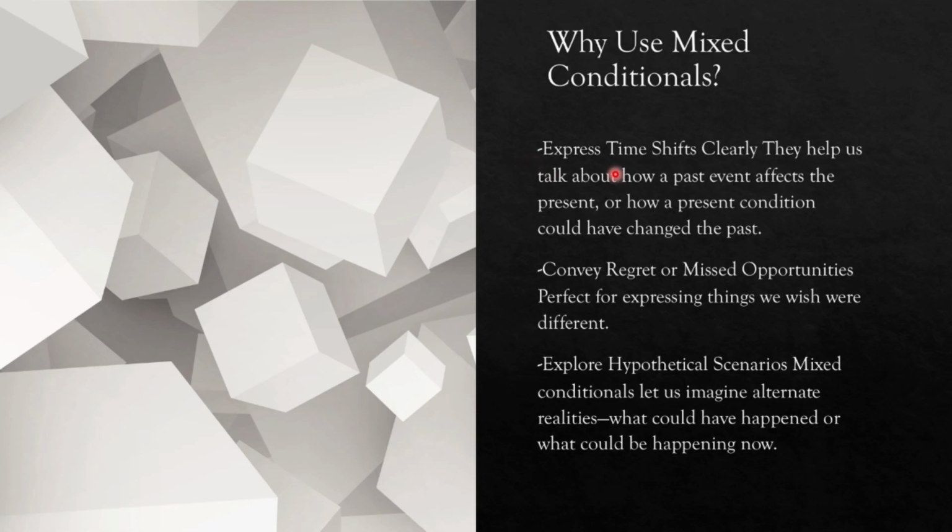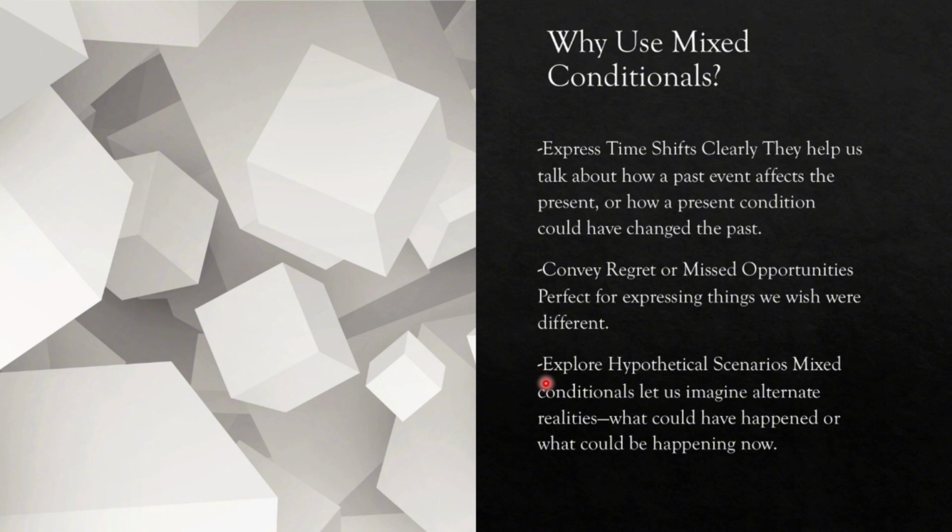Number one is to express time shifts clearly because they help us talk about how a past event affects the present, or how a present condition could have changed the past. Number two is to convey regret or missed opportunities, perfect for expressing things we wish were different.